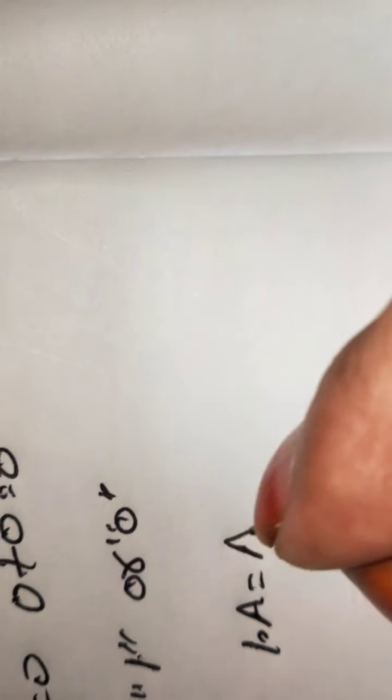Second fundamental is 1 dot a is equal to a. For example, a is equal to 0, 1 dot 0 is equal to 0. a is equal to 1, 1 dot 1 equal to 1.